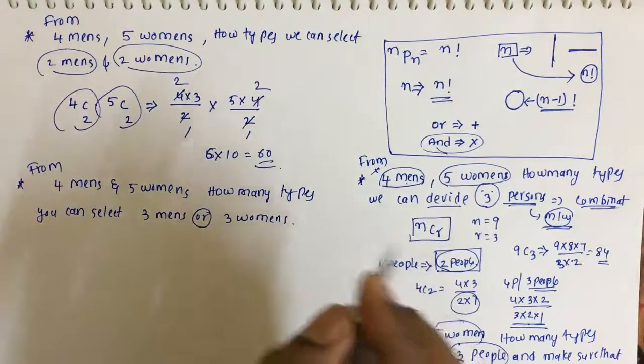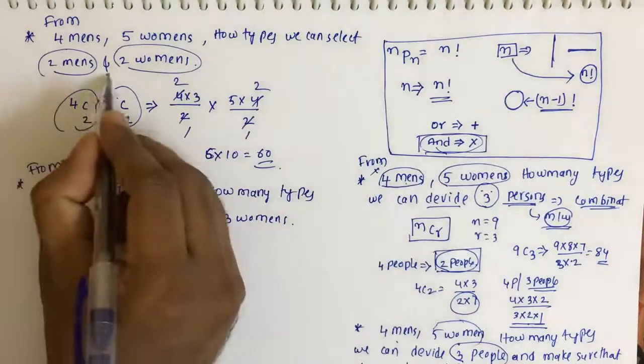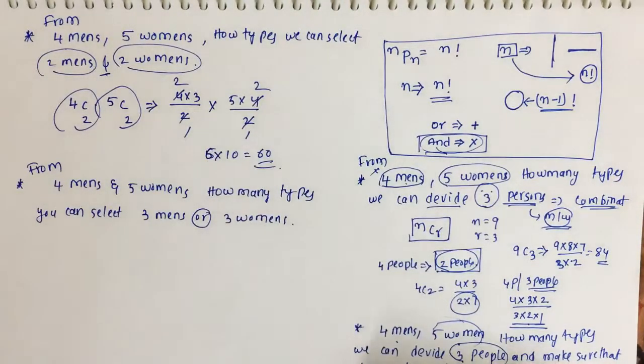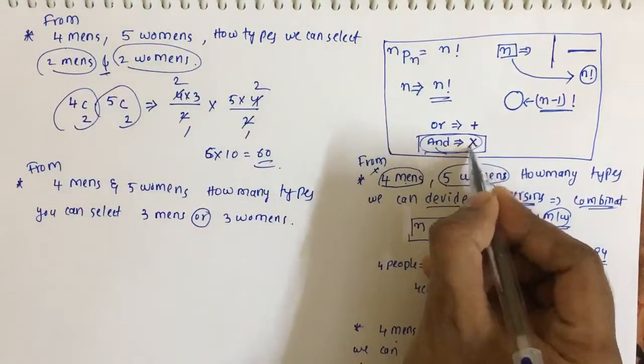So till now whatever problems we have done, those are 'and' problems. Here also, this problem was an 'and' problem and this problem was an 'and' problem. So 'and' means multiplication.